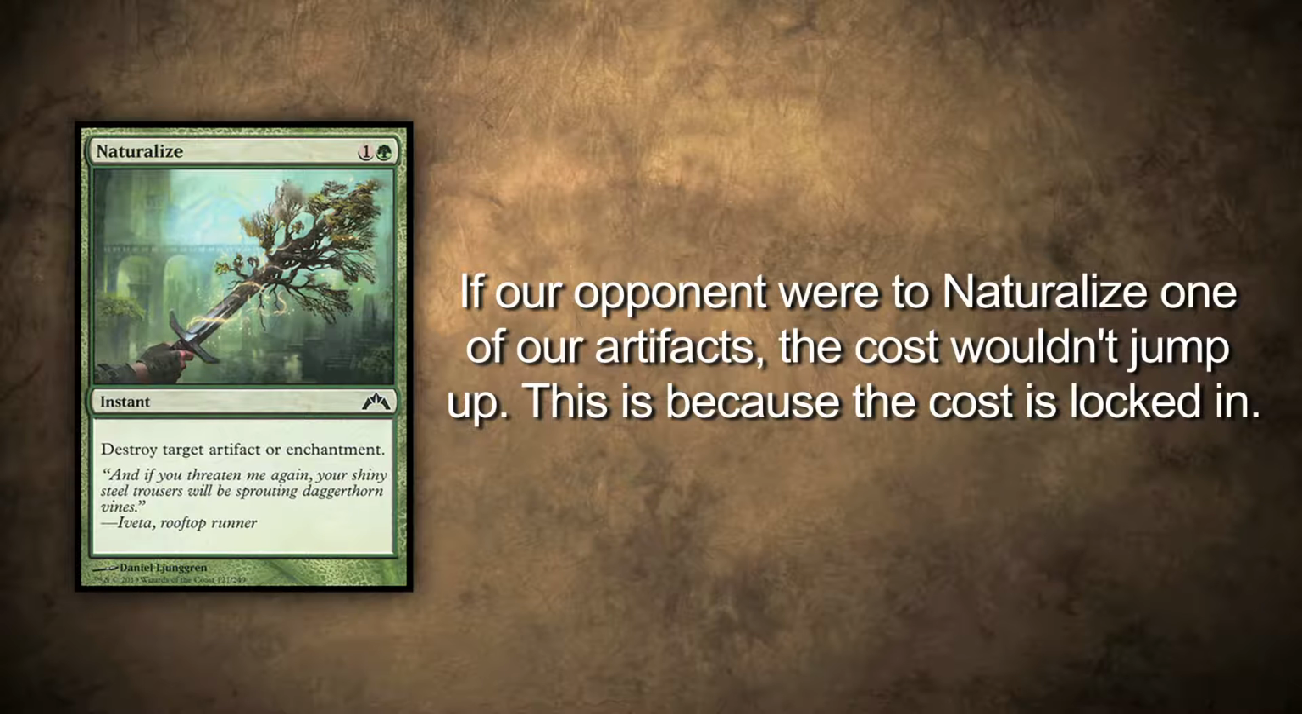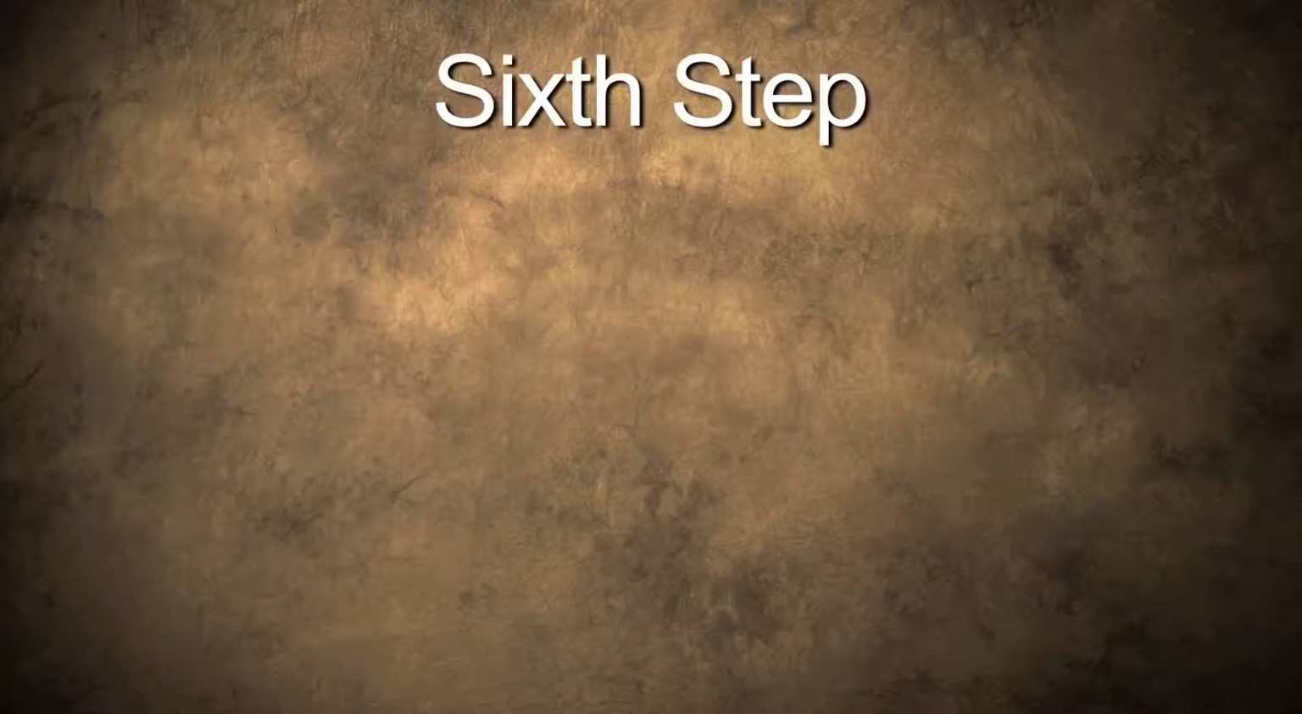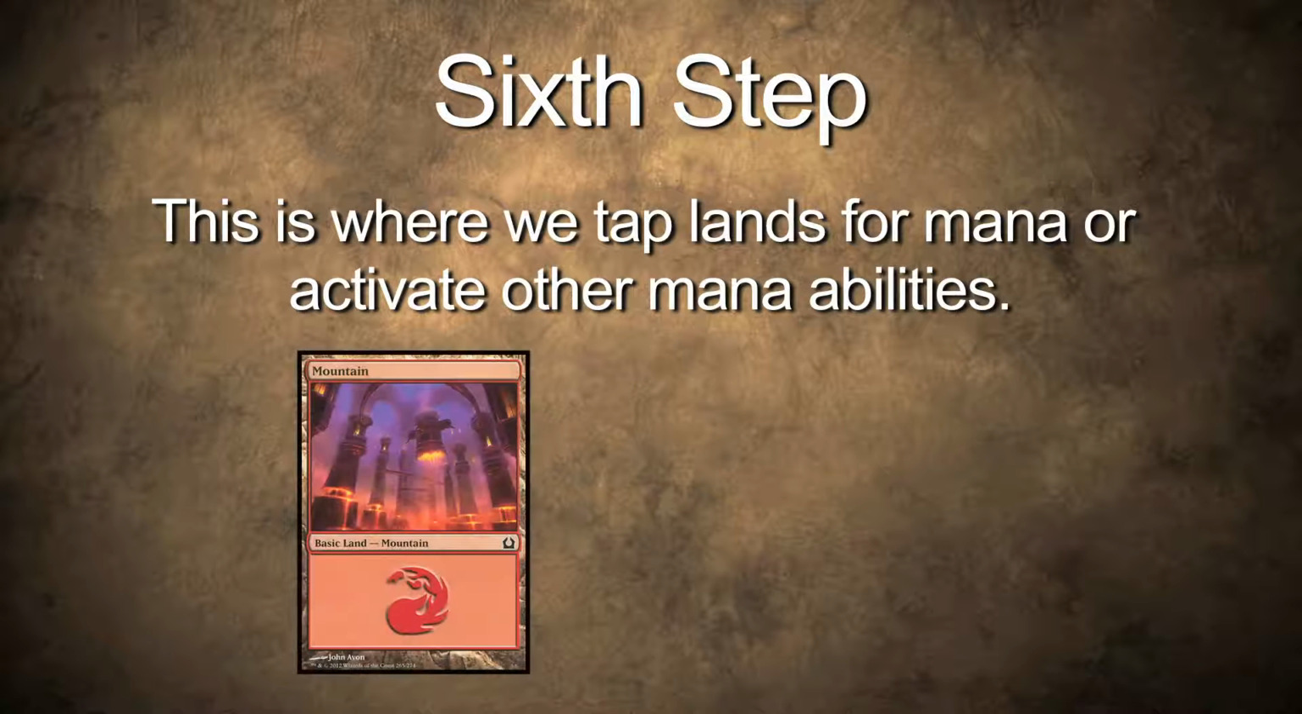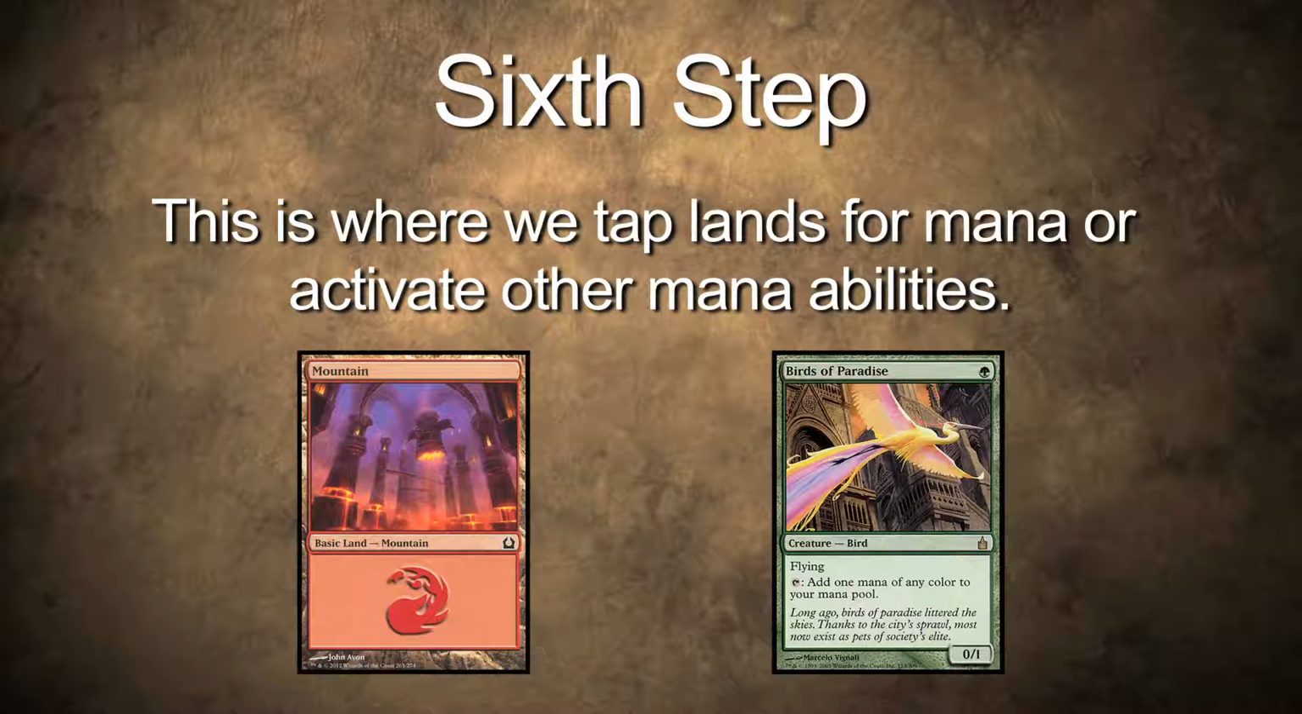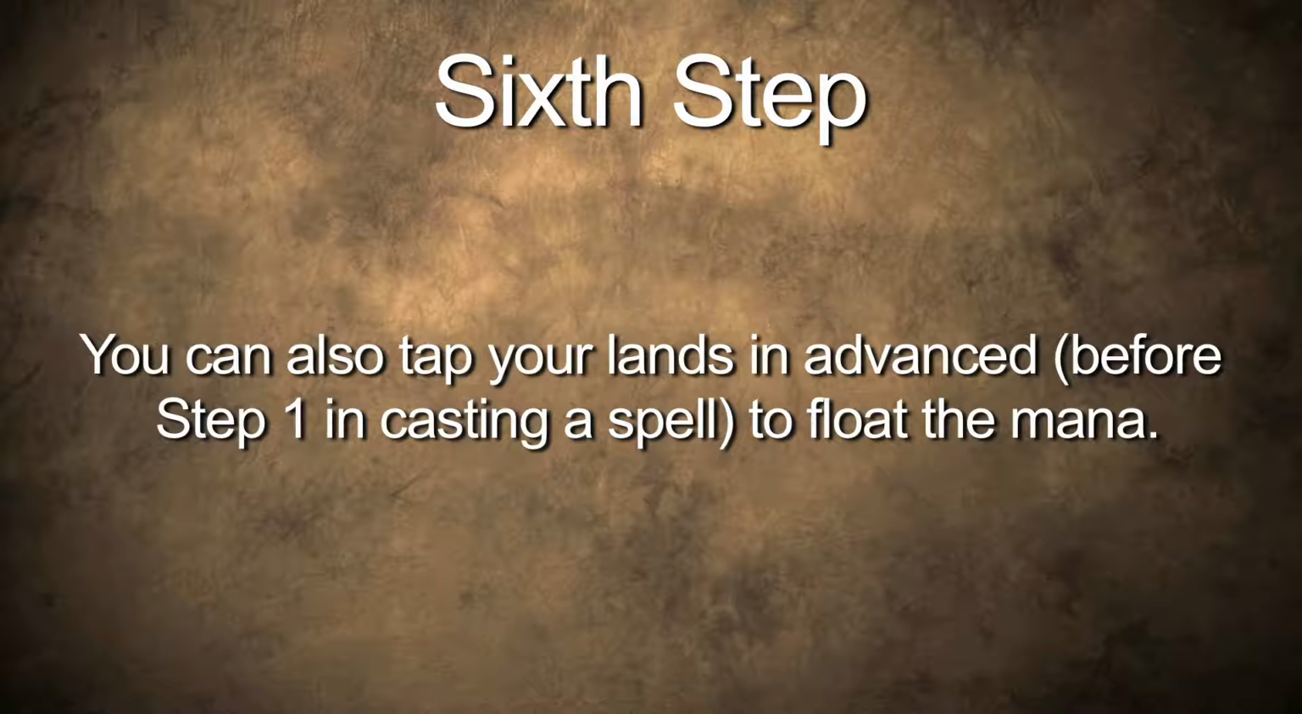Now, before we get to the end of casting a spell, we have a 6th step that we want to cover. This is where we tap lands to pay for spells, or activate other mana abilities available to us. You could also tap your lands in advance, I suppose, to float the mana.